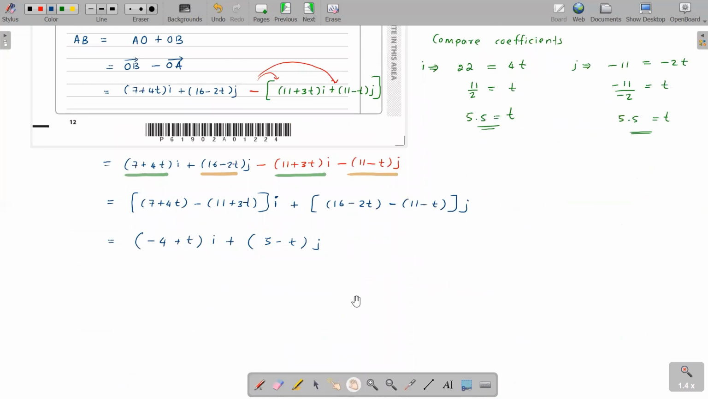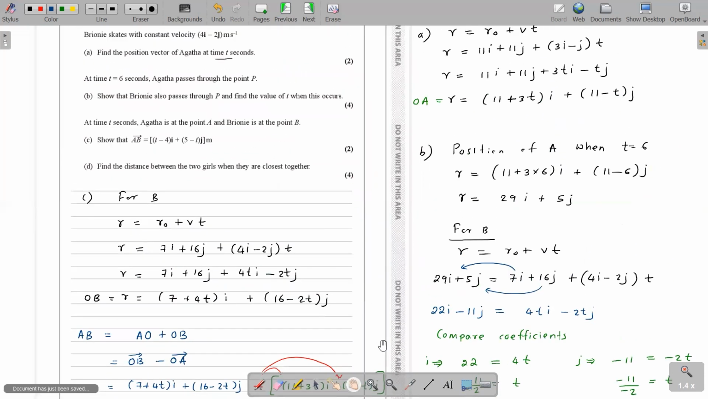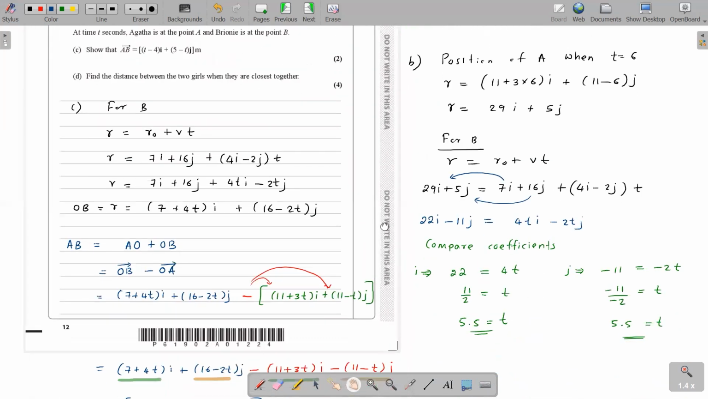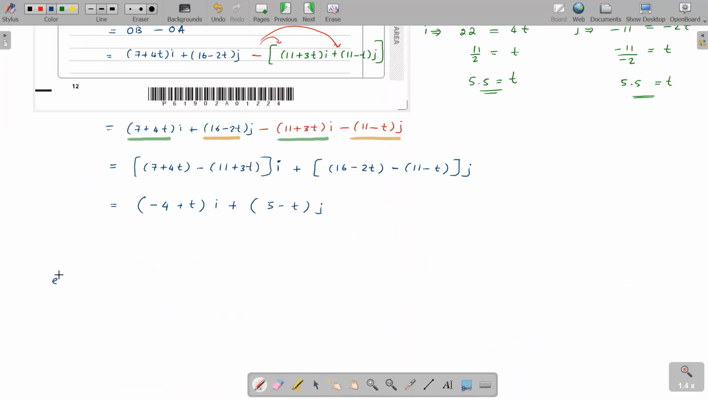Shall we move to the next part? In the next part, part D, they say find the distance between the two girls when they are closest together. Okay, how do we get the distance between A and B when they are closest together? Now you do realize there is an advantage of finding the vector AB. What is the advantage of finding vector AB?